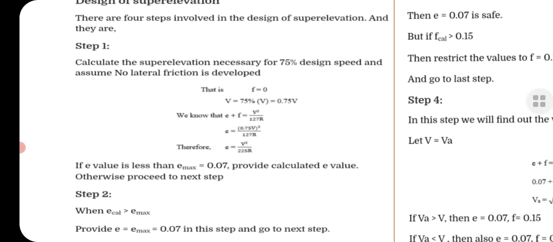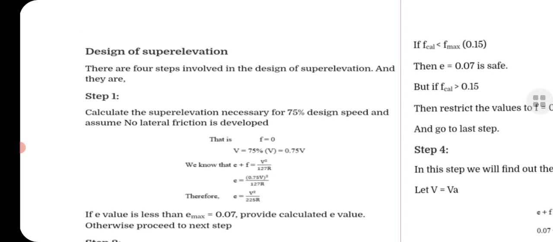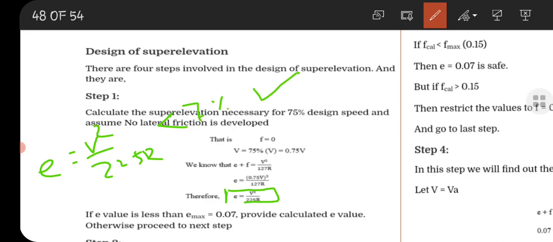Then coming to design of super elevation. Design of super elevation consists of 5 steps. In the first step we have to consider the mixed traffic condition. Mixed traffic condition means the design speed will be reduced to 75% of its value. In the first step we will calculate E is equal to V square upon 225R. If this value is less than 7%, then it is okay. Otherwise we will design the super elevation.